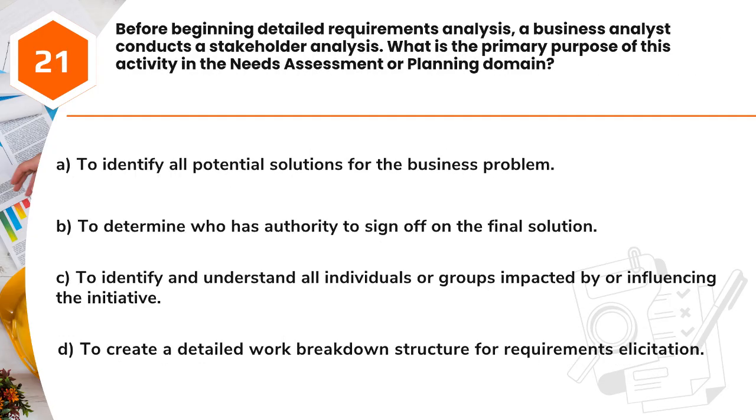Question 21. Before beginning detailed requirements analysis, a business analyst conducts a stakeholder analysis. What is the primary purpose of this activity in the needs assessment or planning domain? A. To identify all potential solutions for the business problem. B. To determine who has authority to sign off on the final solution. C. To identify and understand all individuals or groups impacted by or influencing the initiative. D. To create a detailed work breakdown structure for requirements elicitation.